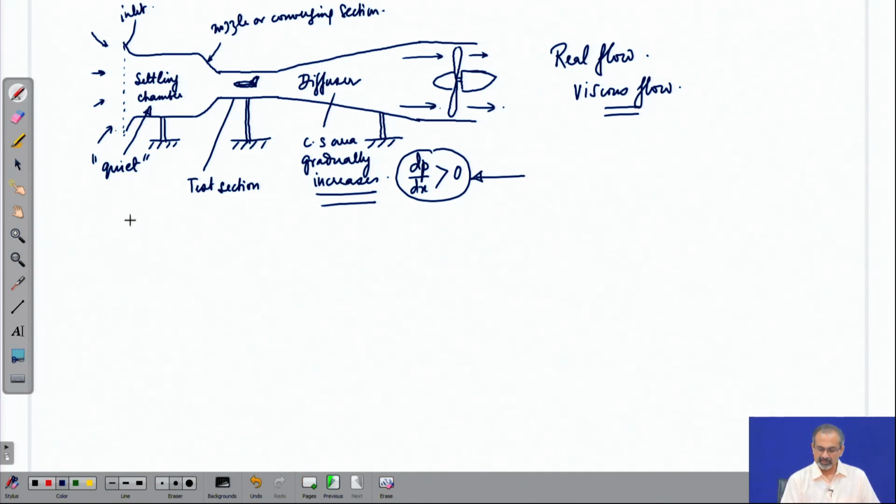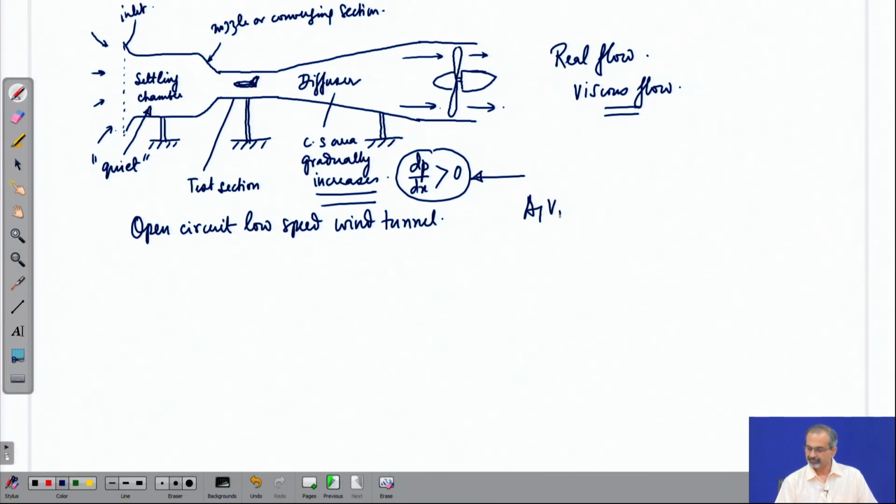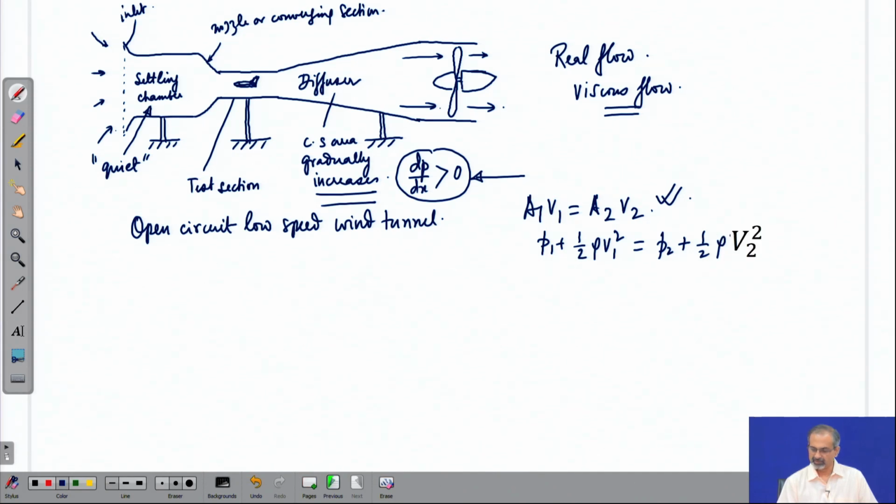So, this is an open circuit low speed wind tunnel, where the continuity equation as we have derived it will work very well, but you have to carefully apply Bernoulli's equation across different sections, because you have to be careful about the assumption of inviscid. How far will it be valid?